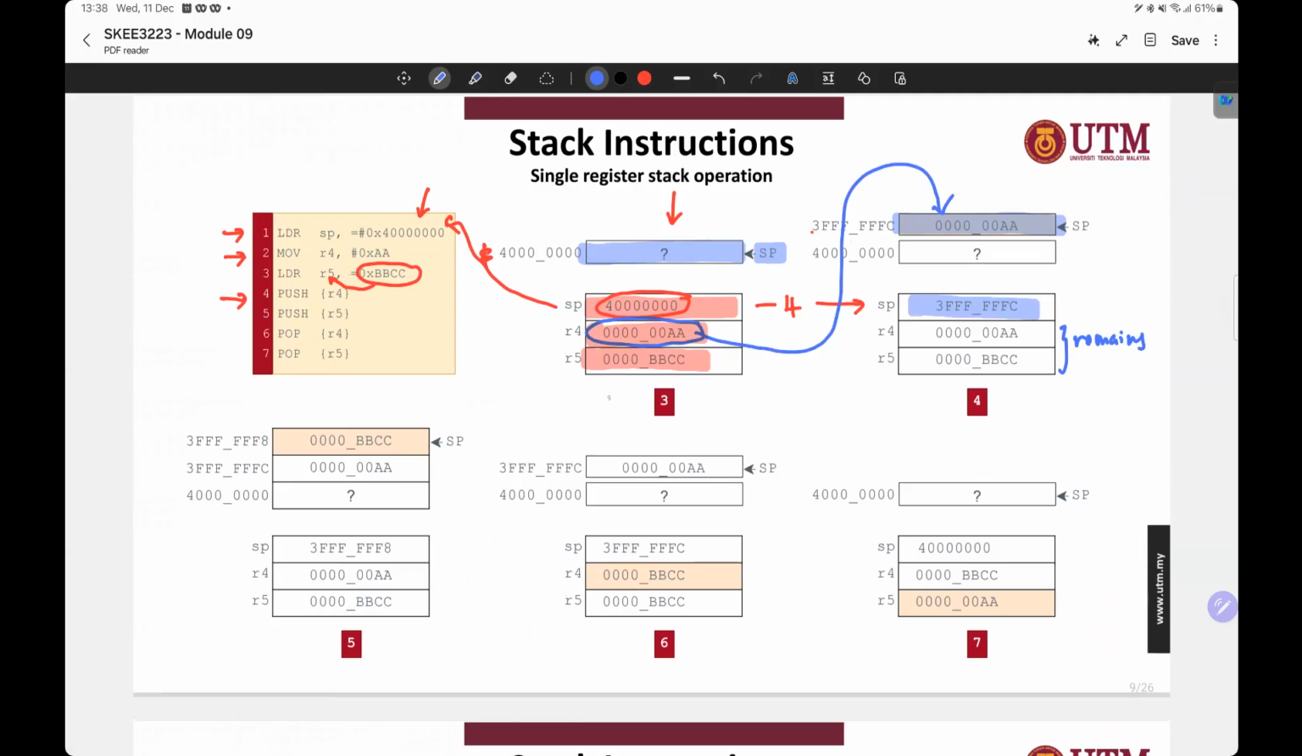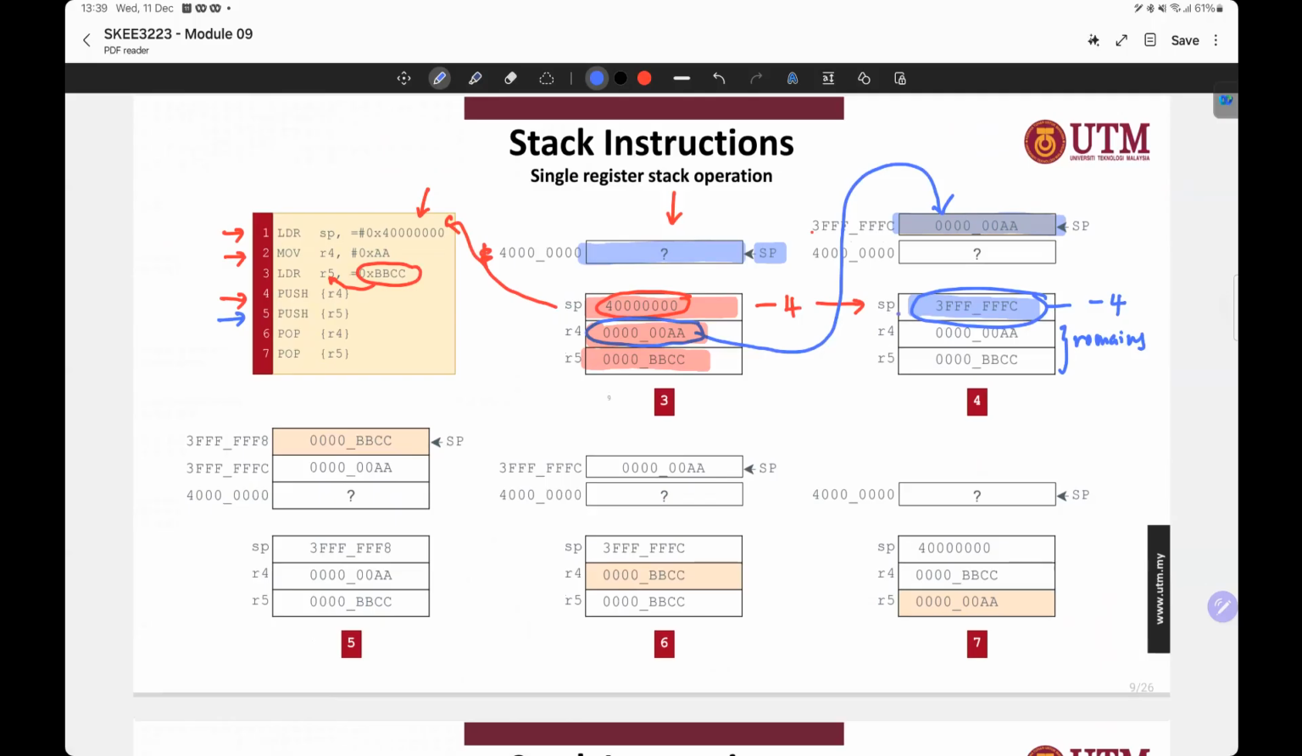On line number 5, you push another register to your stack: PUSH R5. So what happened? Now your stack pointer points to this address, correct? So you need to minus 4. When you minus 4, 3FFFFFFC minus 4, you will get 3FFFFFF8.